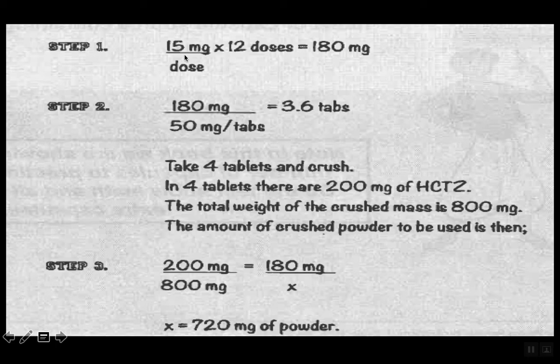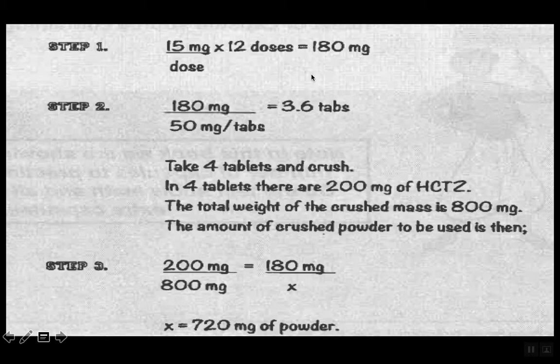So here, as you can see, the first thing you want to do is calculate how much you need in the whole prescription. We start with the hydrochlorothiazide. They want us to make 12 tablets, or 12 doses. So you do 15 times 12, and you get 180.